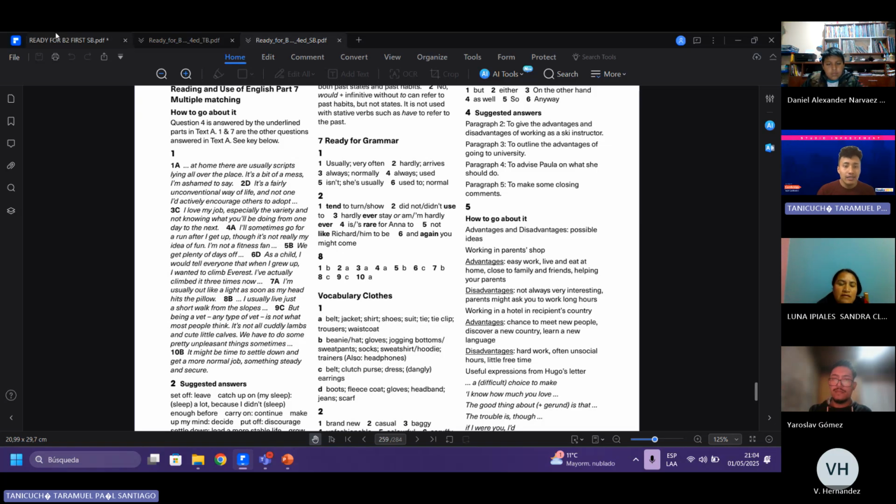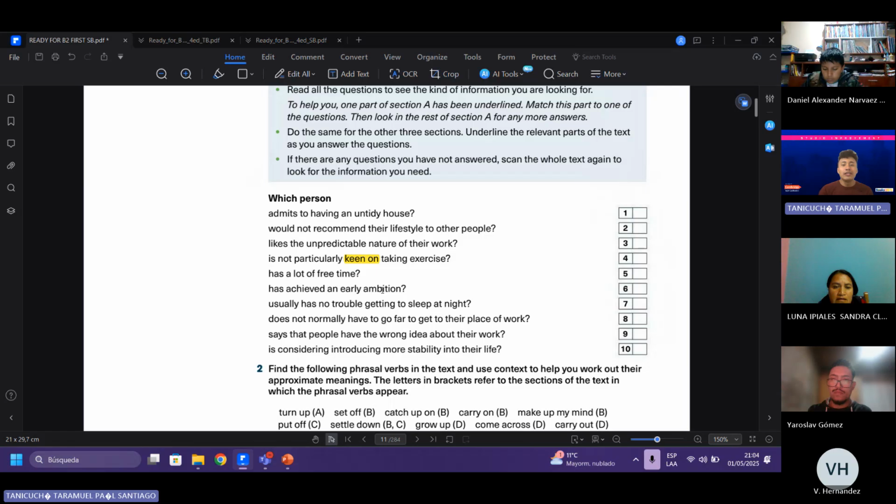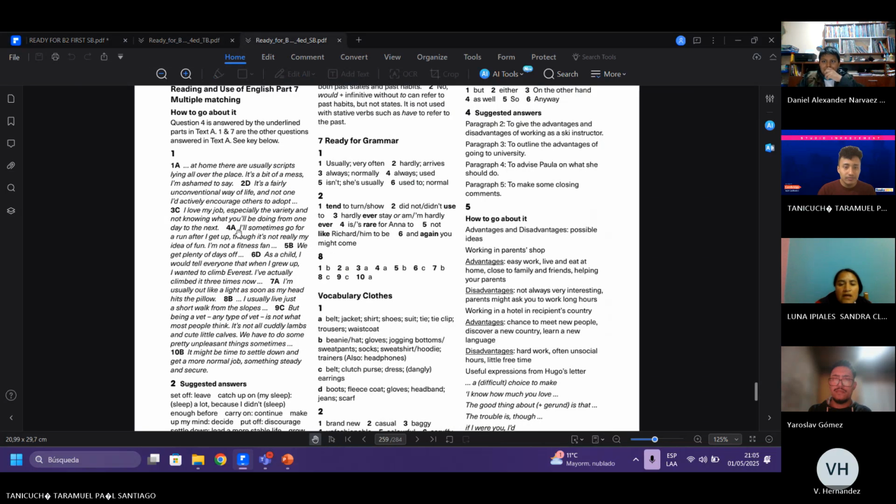All right. Number 4. It is not particularly keen on. As I told you guys, keen on means being very or really interested in something. And the verb always goes after with ing. Keen on talking, keen on playing, keen on working out, and things like that. Okay, always a verb with ing form. So number 4 is letter A. Yes, perfect.